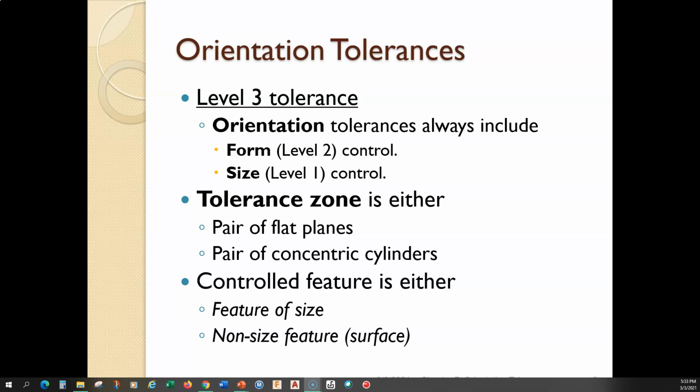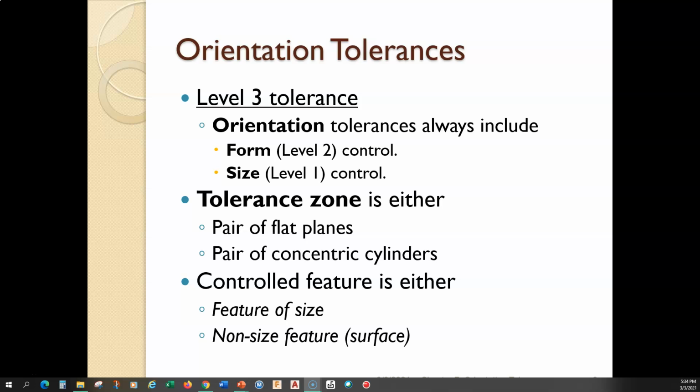Now, this is not something that is discussed in your book, but it's a way that I like to think about geometric tolerances. Okay, we have actually already talked about level 1 tolerances, which are just your size tolerances, your plus minus tolerances on your dimensions. Level 2 tolerances will be form tolerances. That's your straightness, flatness, circularity, and cylindricity. And now level 3 orientation tolerances.